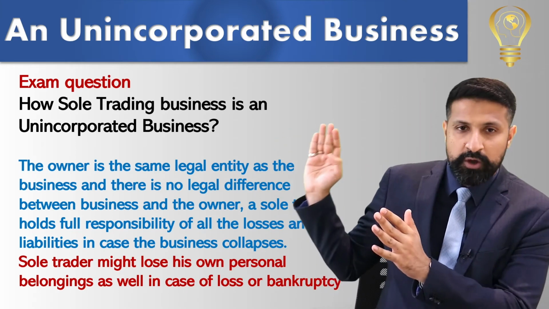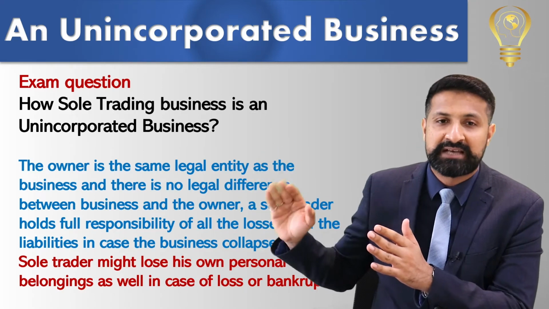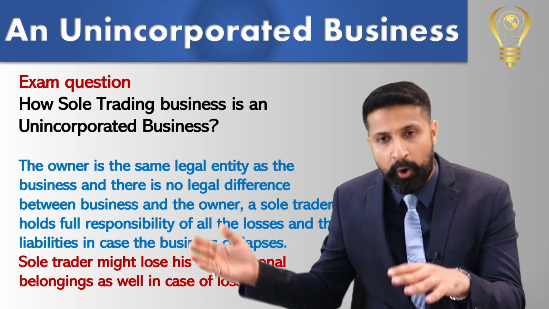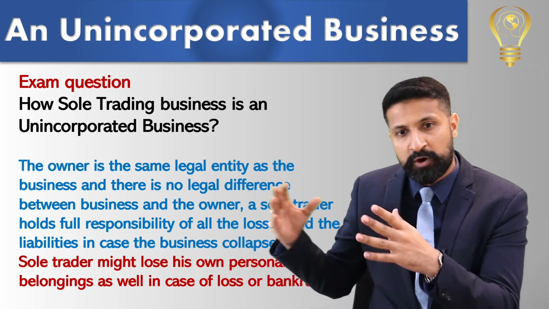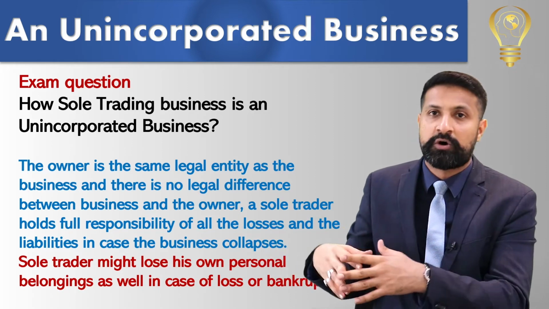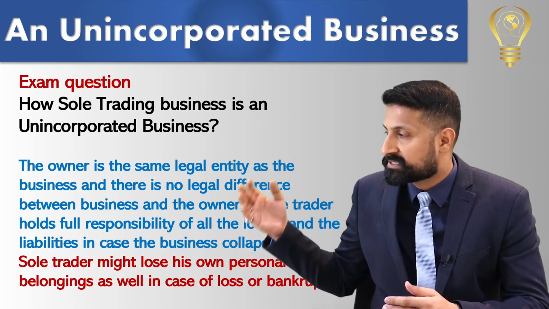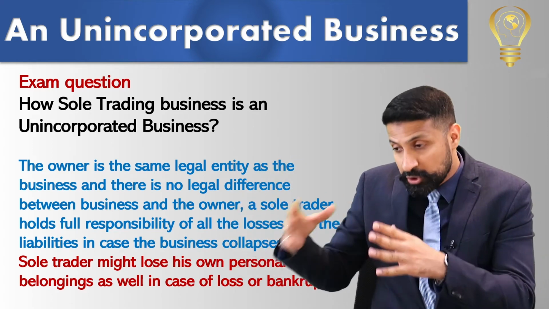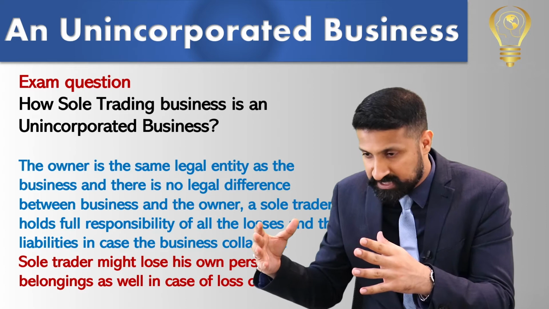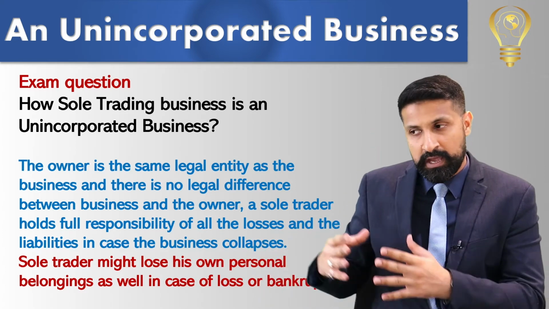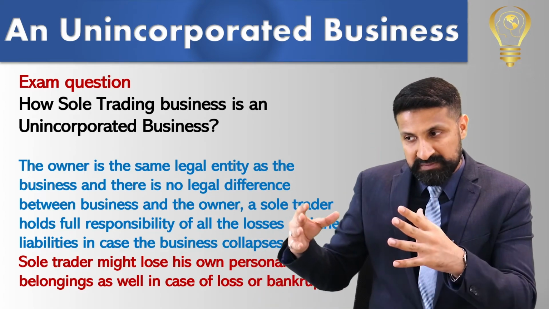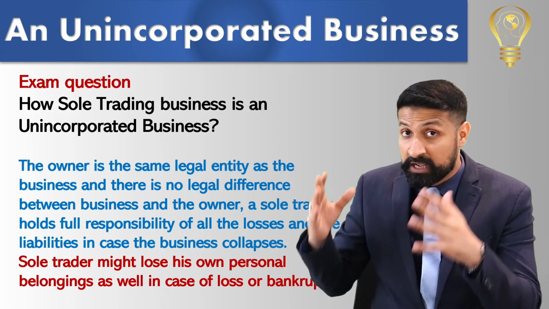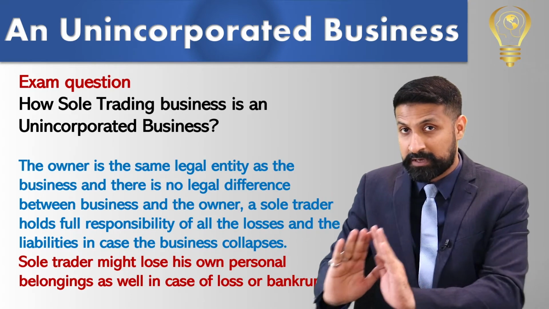Secondly, just read this question. An owner is the same legal entity as the business. There is no difference between them. There is no legal difference between the business and the owner. The sole trader holds the full responsibility of all the losses, all the liabilities in case the business collapses, because you are not different from your business. In company, when the business becomes a company, whether it's a private limited company or a public limited company, the real owners have an advantage that they become separate from the business.